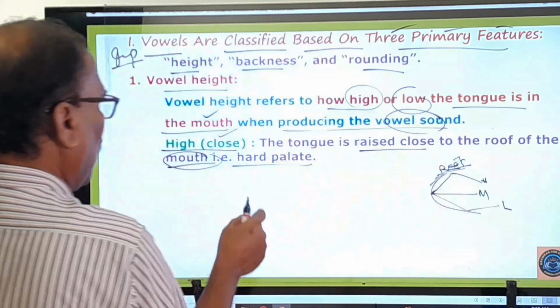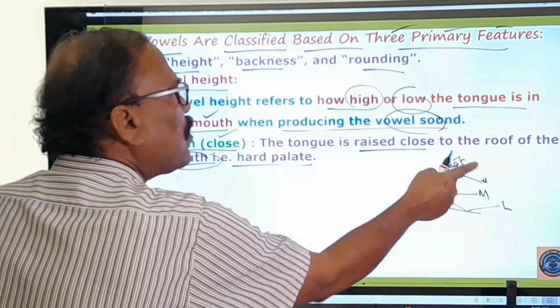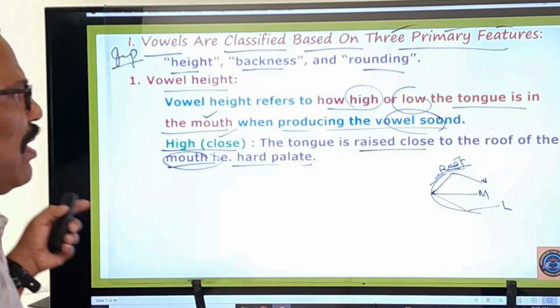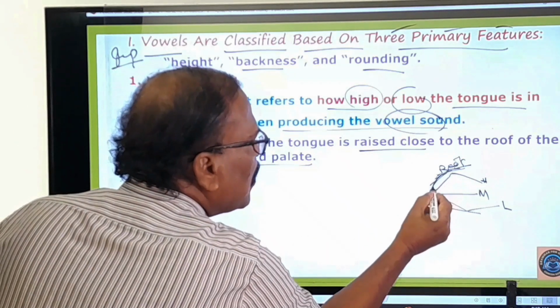So now you can understand. So the tongue is raised close to the roof of the mouth, that is hard palate. This is called hard palate.